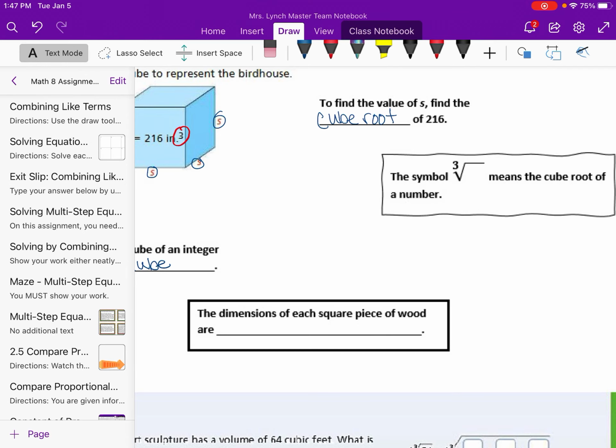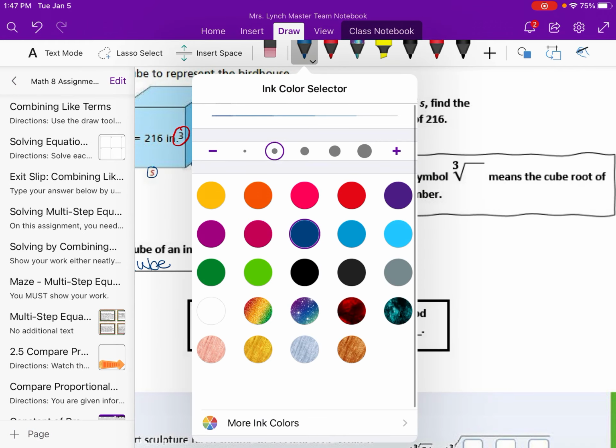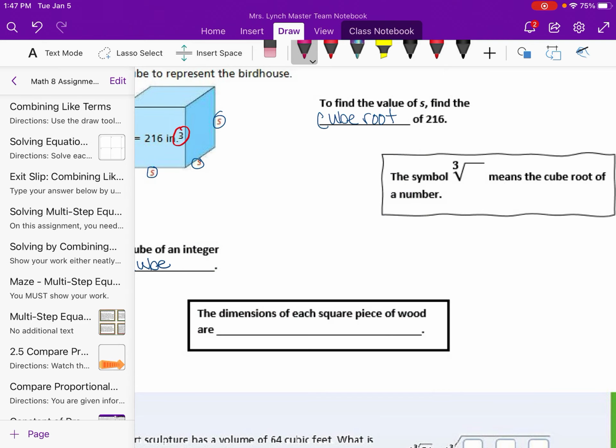Okay, so let's try it. Let's break down what all we talked about so far, because again, it's really not that hard. I just want to make sure I teach you all of the details that go along with it. So here's what it looks like. We're going to say, what is the cubed root of 216?